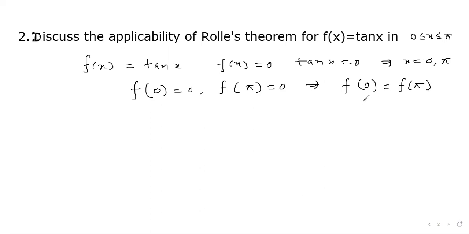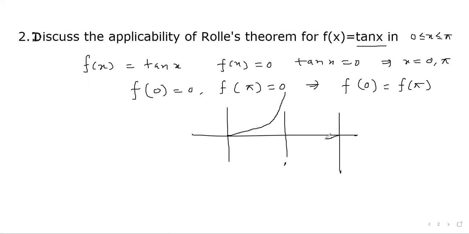Now, we have to check whether the function is continuous or not. So we know from the graph of tan x that at pi by 2, it becomes infinite. The graph is like this. So the function is discontinuous at pi by 2. So this is one of the conditions for Rolle's theorem to be satisfied. Since the function is discontinuous, Rolle's theorem is not applicable for this question also.